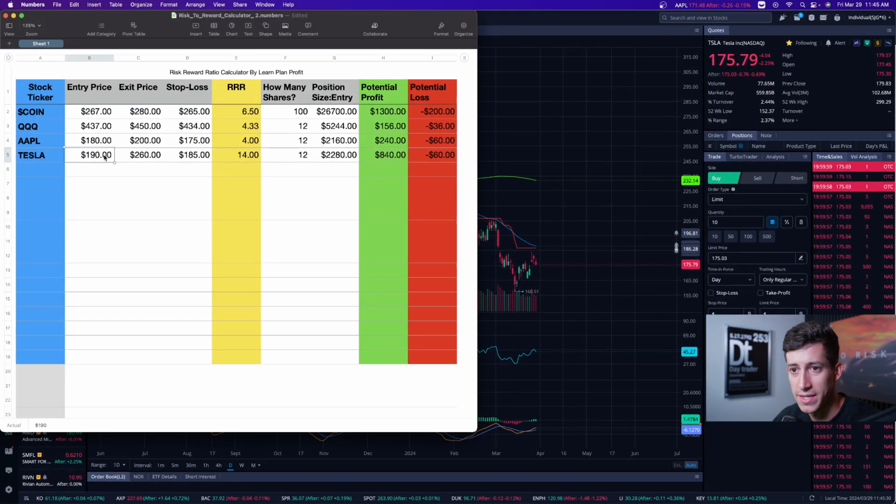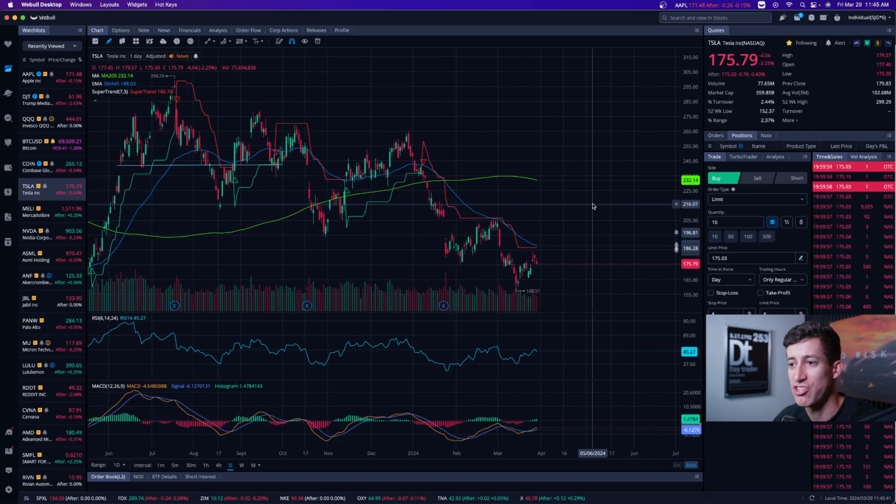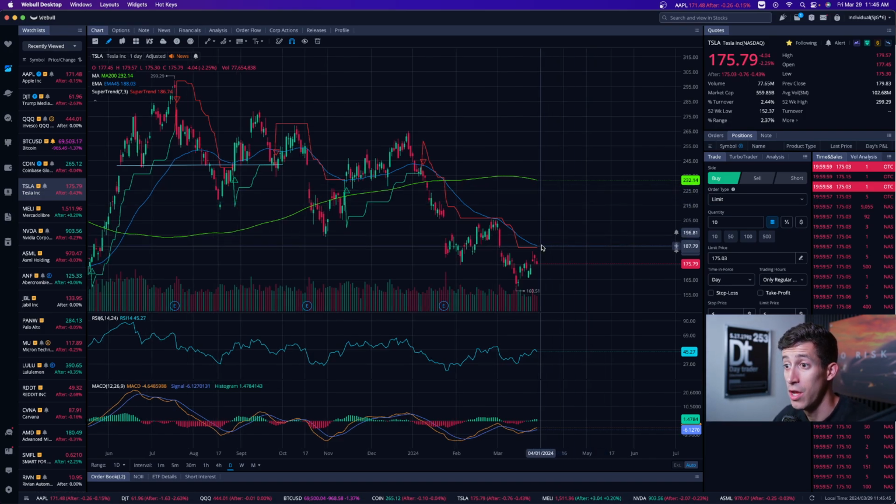I just plugged in 190, and then it puts it in as my entry price. What is my exit price? This is the price target. Where do I plan to sell in a perfect world? Remember, a goal is something to work towards, not something that actually has to be achieved. Buying at 190, do I plan to sell at 200?